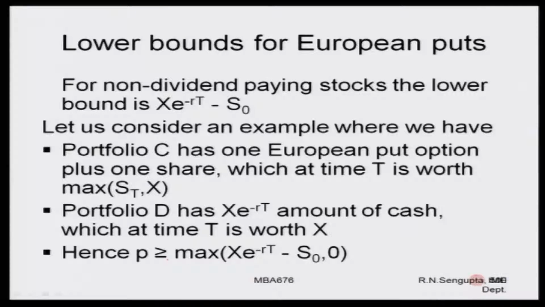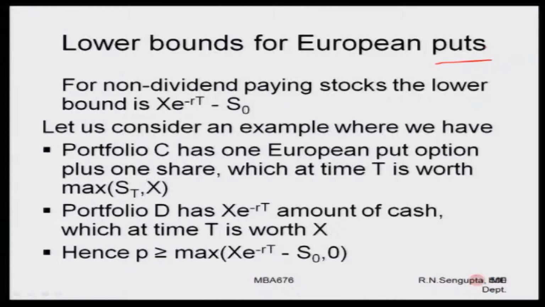Now, consider the lower bound for the European put option. Obviously, the scenario changes. If you have a put, that means you are buying the right to sell. So, again consider the same scenario, but the other way around. Here you have a portfolio C with a European put option plus one share. Now the share value would increase, and what you will do is, at expiry, you sell it in the market.